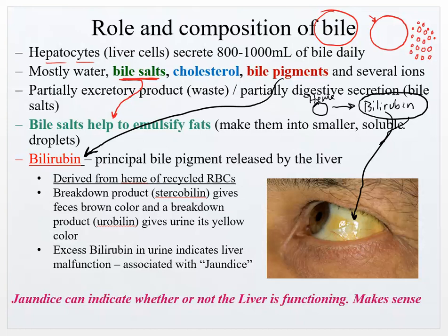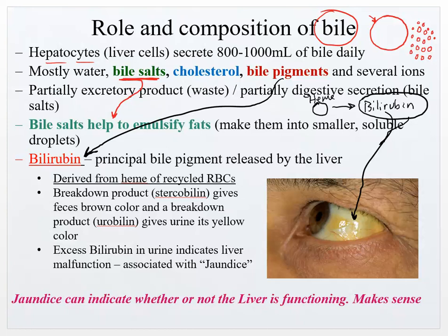So bilirubin is the principal bile pigment released by the liver. The liver conjugates it, or sticks it to something so it can move out, is what it really does. But bilirubin is derived from the heme of recycled blood cells. So now we have two different colors. We have heme, which is red, so we'll call the heme a pigment. Bilirubin, which is yellow, is a pigment. But then bilirubin itself is broken down into something called stercobilin in the intestine, and that's going to give feces its brown color. I guess brown is a color. And the breakdown product in urine is urobilin, which is what gives urine its color. So that's why we call them pigments, because they impart some kind of color.